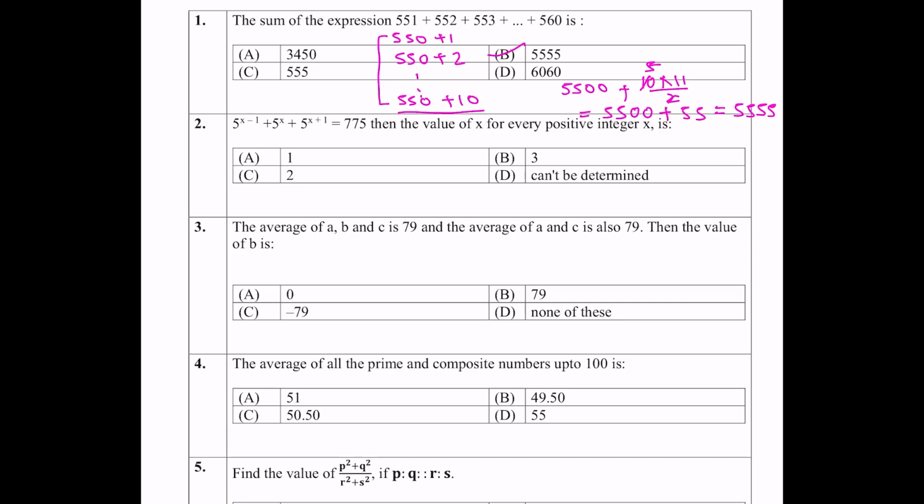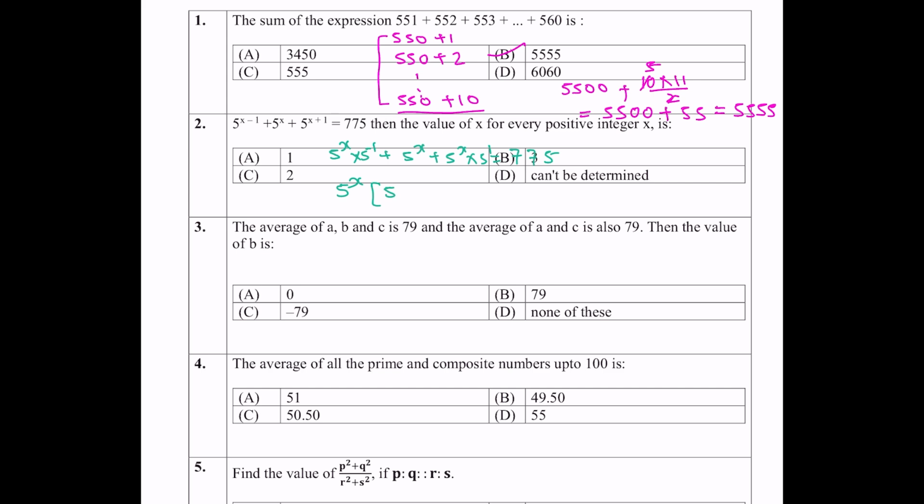Now the second question: 5 raised to the power x minus 1 plus 5 raised to the power x plus 5 raised to the power x plus 1, this is equal to 775. So we can write this expression as 5 raised to the power x into 5 raised to the power minus 1 plus 5 raised to the power x plus 5 raised to the power x into 5 raised to the power 1 is equal to 775.